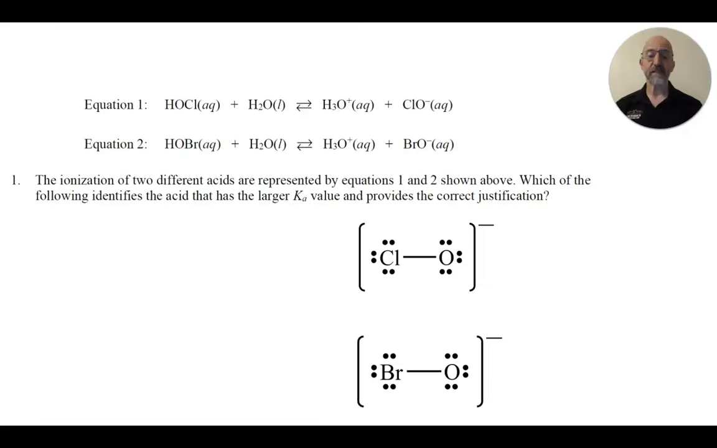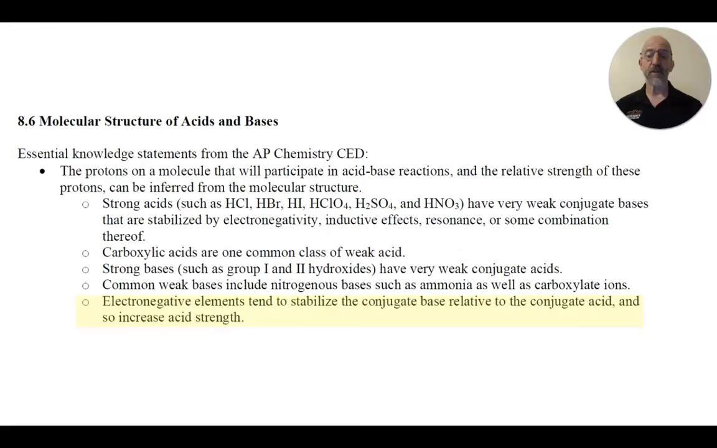So obviously the only difference between these two structures is chlorine versus bromine. And one of the essential knowledge statements for topic 8.6 says that electronegative elements tend to stabilize the conjugate base relative to the conjugate acid, and so increase acid strength. So do you remember your trends in electronegativity? Let's see which atom, chlorine or bromine, is more electronegative.